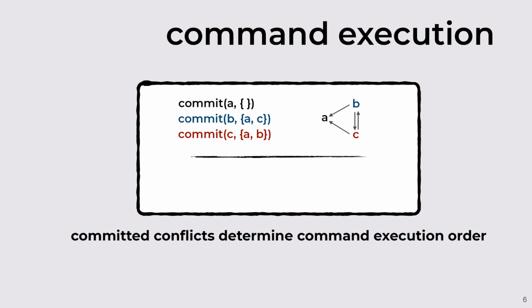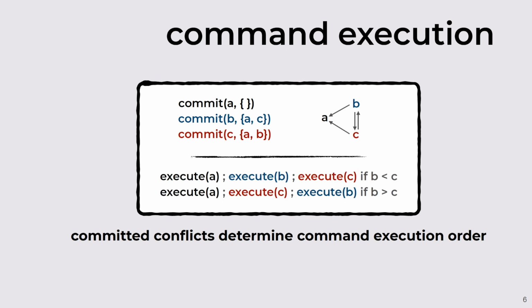We break cycles following some deterministic order on the identifiers of each command, so we have 2 possible execution orders depending on the identifiers used for B and C. Since all replicas will reach the same conclusion, this ensures a consistent execution order across all replicas.